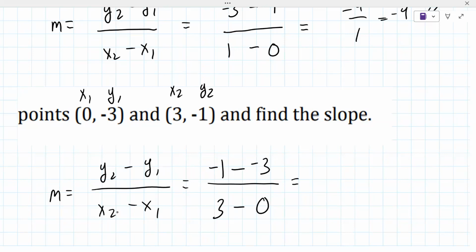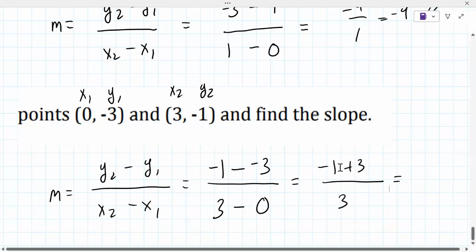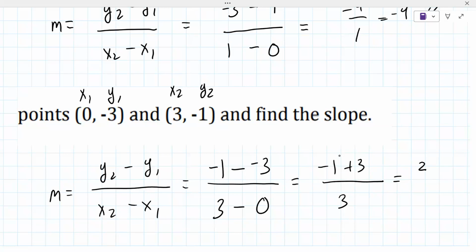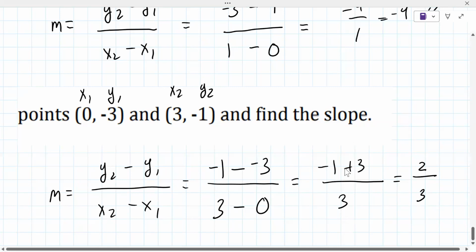Okay. And now the double negative becomes -1 plus 3 over 3. So what does that reduce to? -1 plus 3, 2 over 3. Yes. Okay. So these are just intermediate steps.